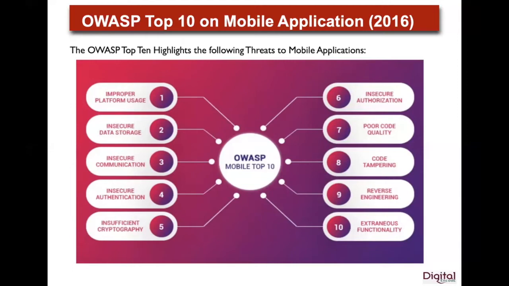The second one is insecure data storage. The majority of applications actually store some confidential information in the local database of the phone. Some store your username, some store your password, so that each time, maybe because of a network failure, instead of going to the server to authenticate, when you try to log in, it authenticates you locally first. So when there's a network, you then go ahead and authenticate to the server.